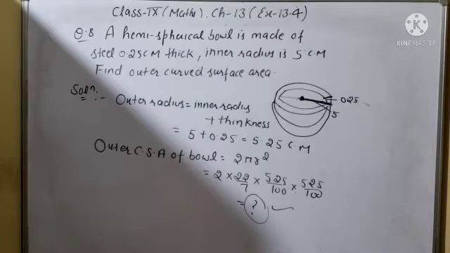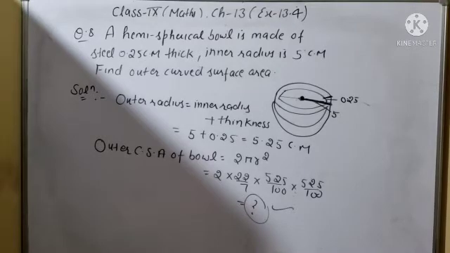You have to find out the hemispherical bowl is given, and this is made of steel 0.25 centimeter thick, and inner radius is given 5 centimeter. तो बेटा आपके पास एक बोल है और हेमिस्फेरिकल बोल है, half means half, you can take the half of the bowl, एंड इसकी जो मोटाई है, थिकनेस है, वो है 0.25 और जो इनर रेडियस है वो 5 है। तो जो आउटर कर्व सरफेस एरिया के लिए first you will find out the outer radius, and outer radius will be the inner radius plus the thickness.